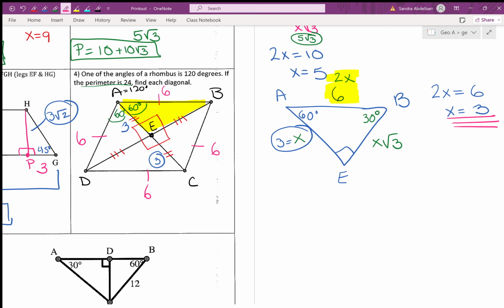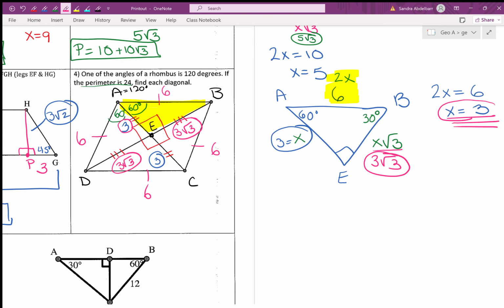AJ, what's EB? No, X is 3. EB is X root 3. So what is that? 3 root 3. So EB is 3 root 3. If EB is 3 root 3, which other segment is 3 root 3? DE.